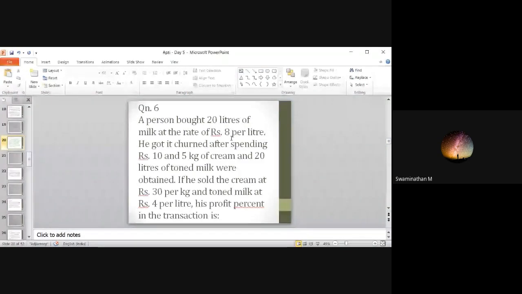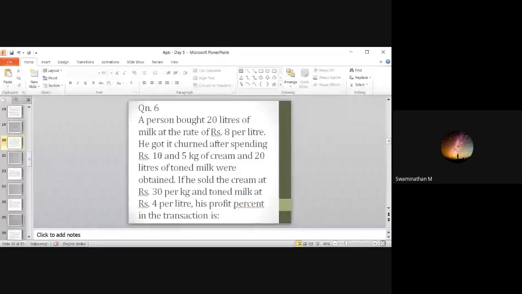He bought 20 liters of milk at the rate of rupees 8 per liter. This is cost price, and you have to also add this 10, because that will also come in cost price, because he has spent rupees 10 so that he could convert it into 5 kg of cream and 20 liters of toned milk. So the cost price is 20 into 8 plus 10.